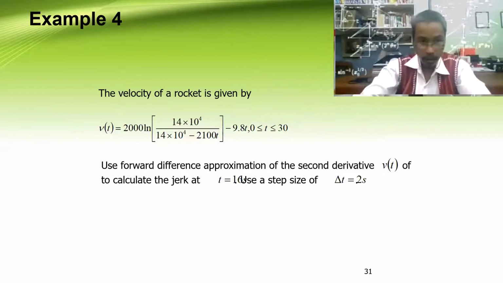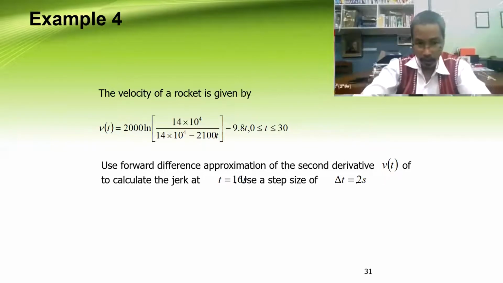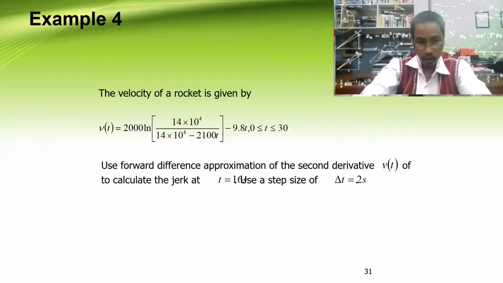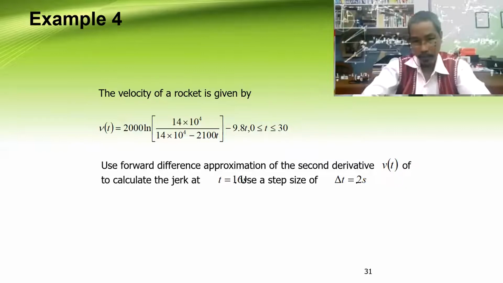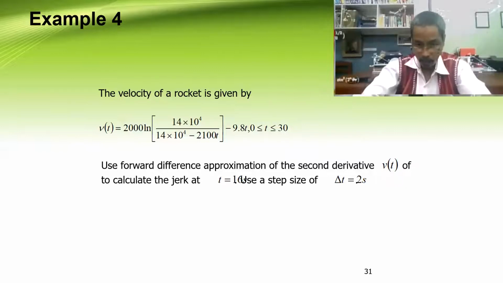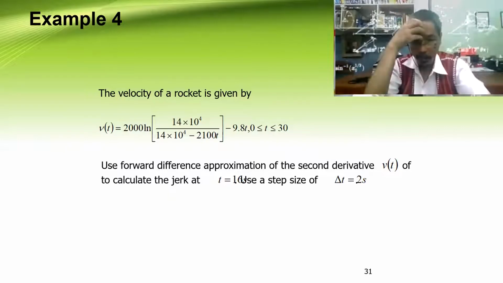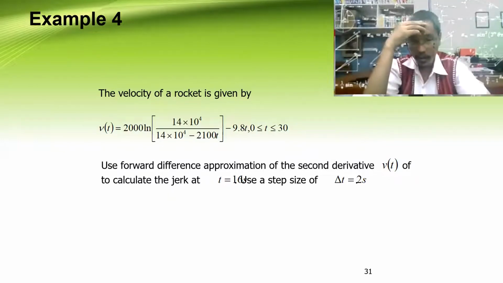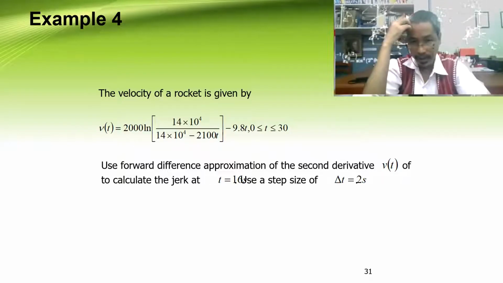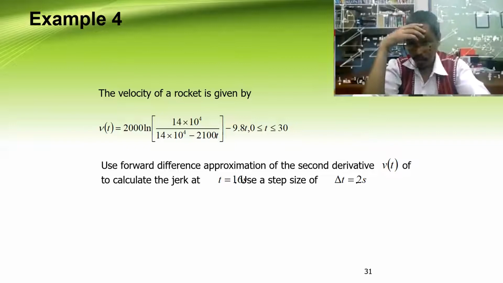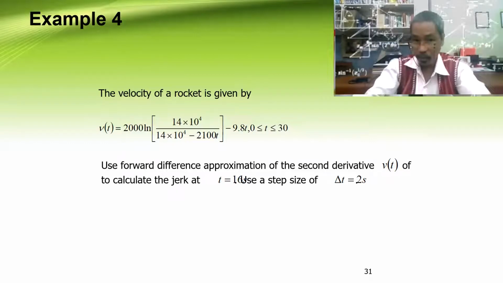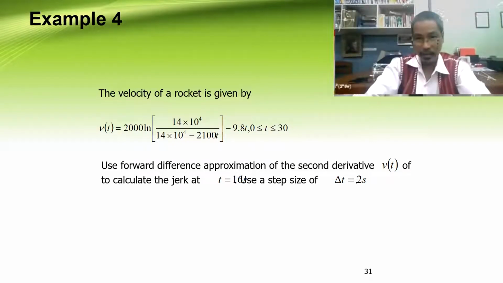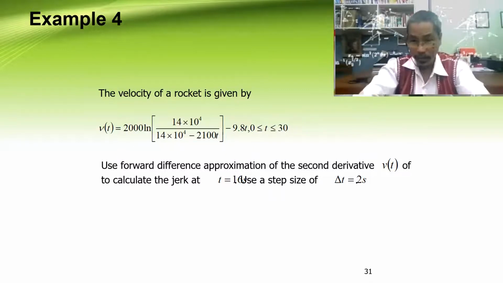So, for example, number 4, the velocity of a rocket is given by the same function that we are always using. Use forward difference approximation or FDD of the second derivative of the velocity to calculate the jerk. So we are not interested in finding the acceleration anymore because acceleration is the first derivative of velocity. What is the second derivative of velocity? That is what we call jerk. From our physics, recall our physics.